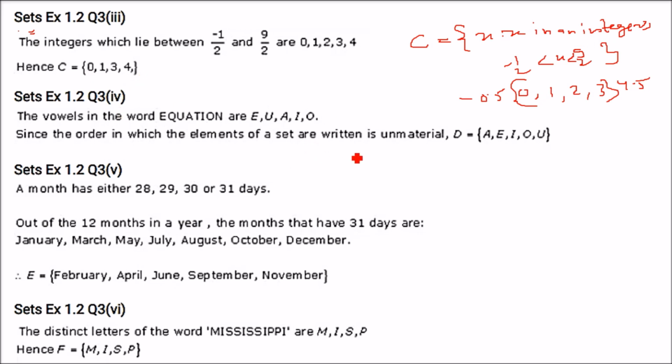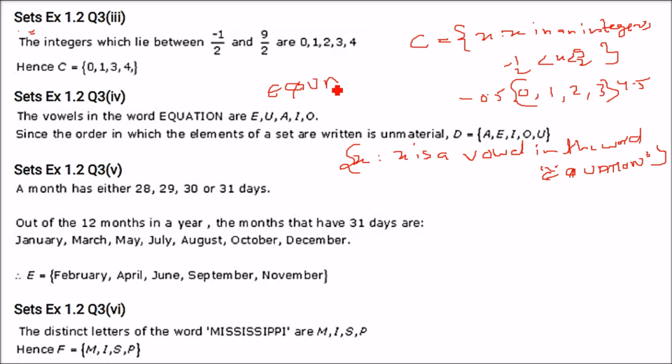Then we have this question, which is A, I, O, U. What is this? X is such that X is a vowel in the word equation. So this is the question actually. So equation, what all vowels do we have? Equation. So A, E, I, O, U are the vowels. So we have E, we have U, we have A, we have I, and we have O. So all of these are there. A, E, I, O, U.